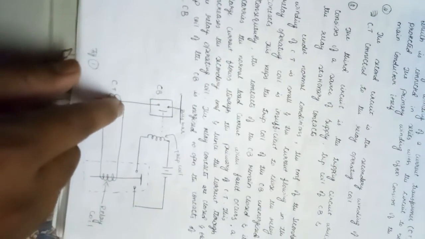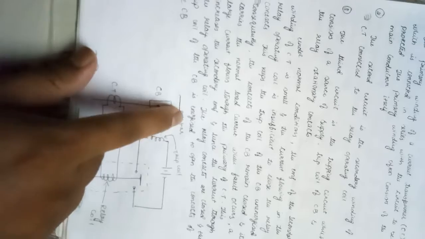When normal current is flowing through this current transformer and circuit breaker, at that time the relay coil will not get energized, and it will be open. So during normal condition, this switch will be normally open. There is no closed path, so there will be no current flowing here. This will not get excited, and this is also open.